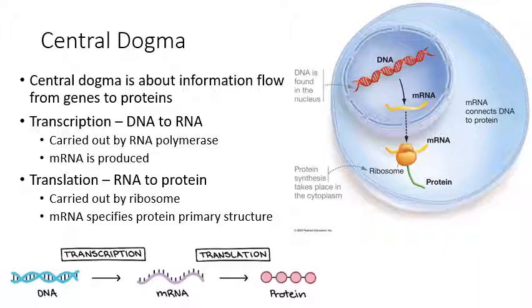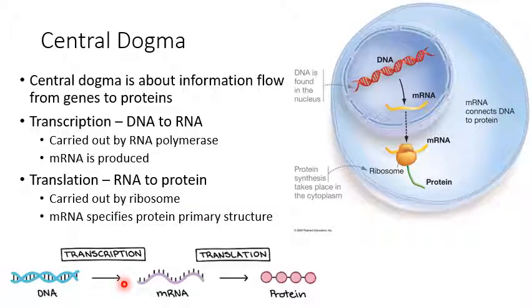So a little bit more on the central dogma. The central dogma is basically about information flow. You have information in your DNA that then is put into your mRNA that is then put into protein. Transcription is the process of making mRNA from DNA, and then translation is the process of making protein from mRNA. And those two processes make up the central dogma, and they make up gene expression. For transcription, that relies on the enzyme RNA polymerase.